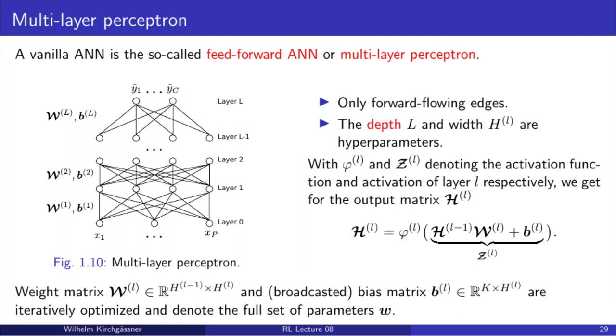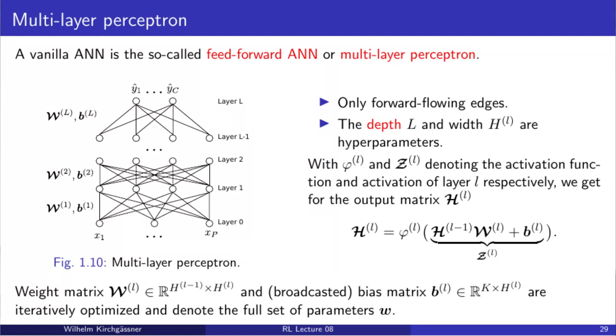And the working principle is always the same. There is a weighted combination, linear combination, and at the end of each neuron there is the transformation through the activation function. That could be the same for all neurons, but could also be different for each layer, for example.